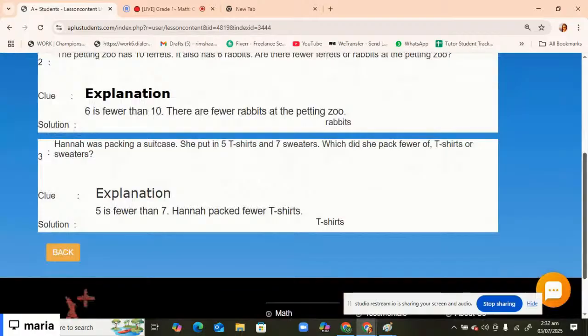Hana was packing a suitcase. She put in 5 t-shirts and 7 sweaters. How many t-shirts did she put? She put 5. And how many sweaters? These are 7. So which did she pack fewer of, t-shirts or sweaters? What is the fewer thing? T-shirts or sweaters?